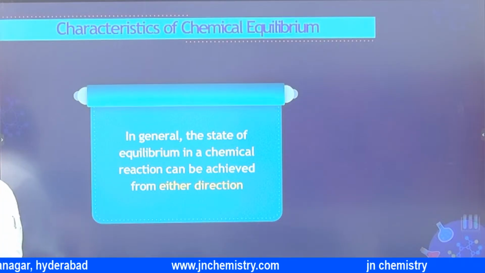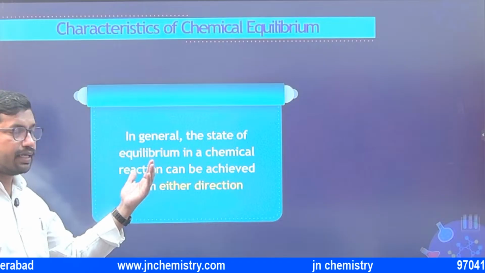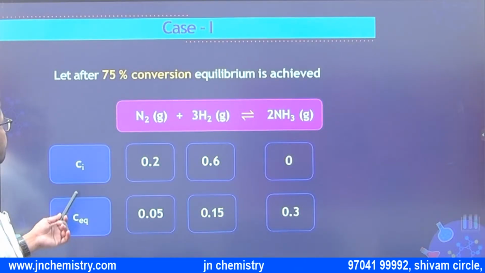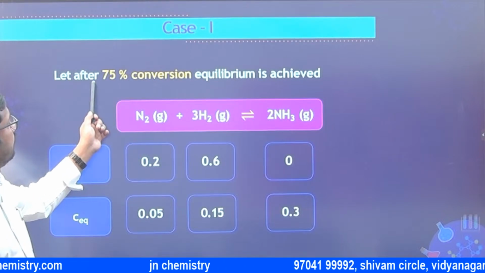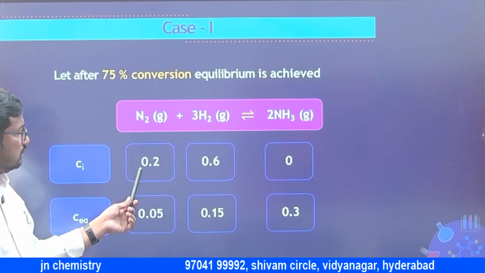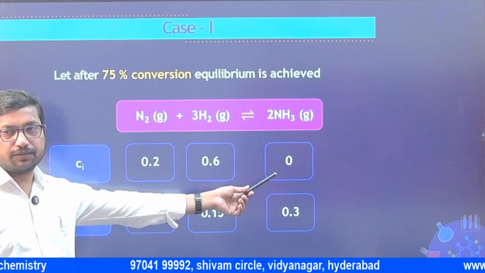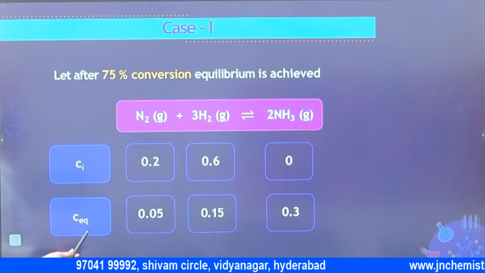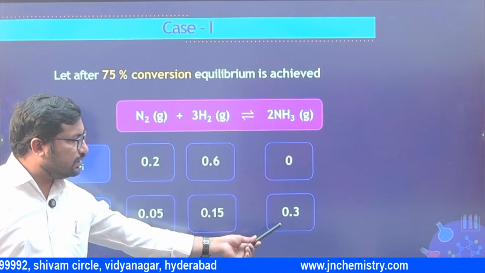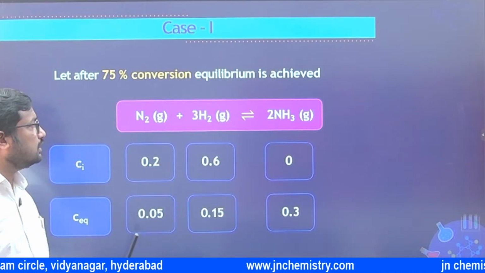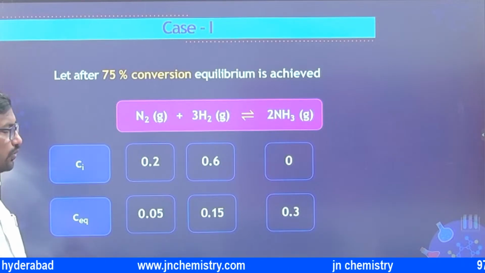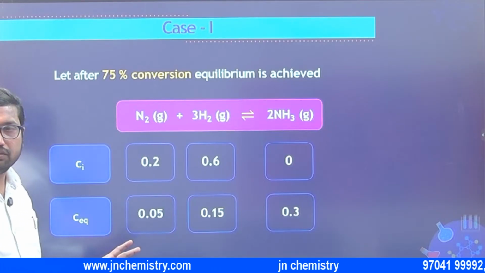I already told you it can be from either direction, forward or backward. Imagine in this case, after 75% conversion the equilibrium is achieved. Initial concentrations are 0.2 and 0.6, and the product is 0. At equilibrium, this becomes 0.05, this becomes 0.15, and the product is 0.3. So in this case equilibrium is achieved by the forward direction. Actually no need to write this; if you want you can, but no need.